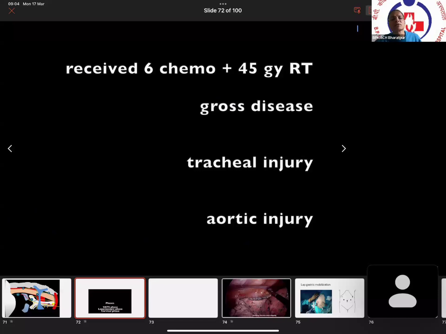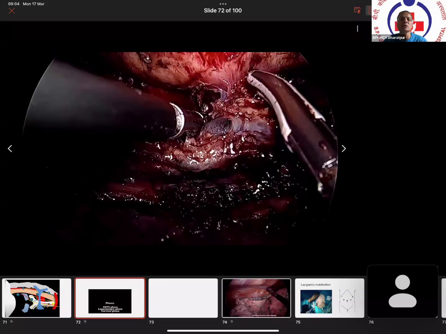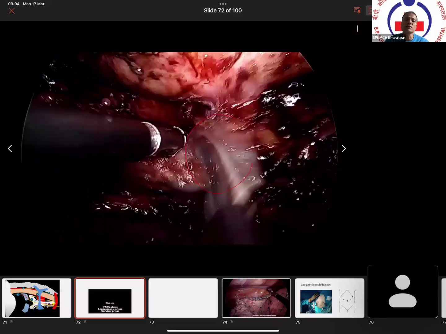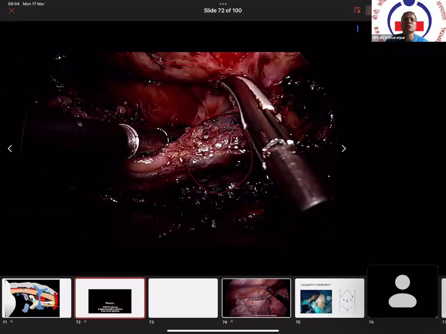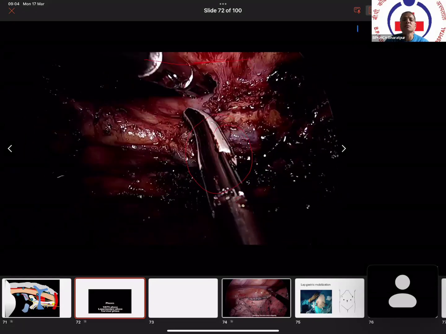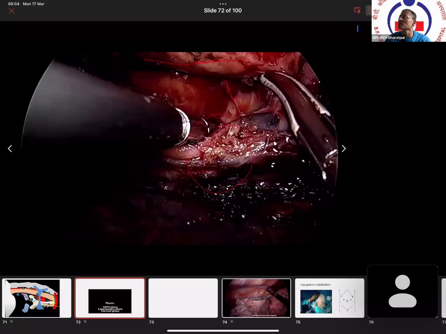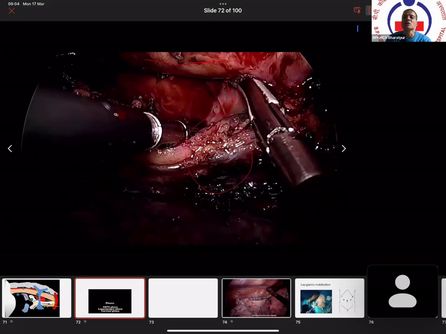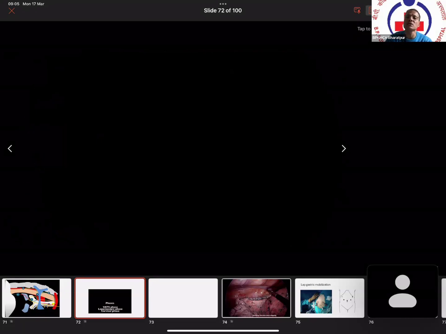Here is one of the examples of complications during the surgery. The patient had received chemoradiation, and gross disease was there. During the surgery, there were a lot of lymph nodes and tumor. This is the aorta posteriorly. It was very difficult to find the plane because of the desmoplastic reaction with the aorta. So during the dissection, I made a hole into the aorta. Oh, sorry.